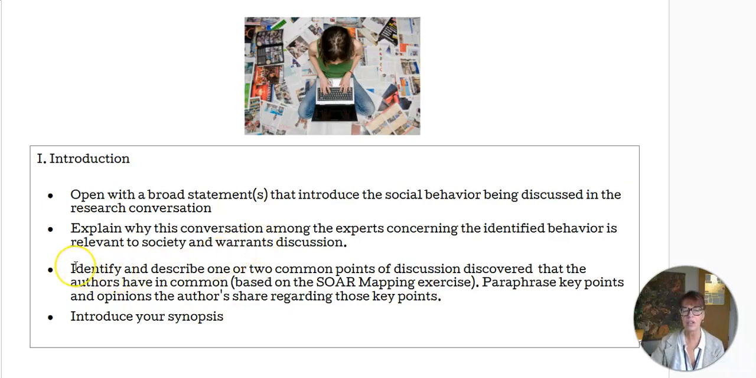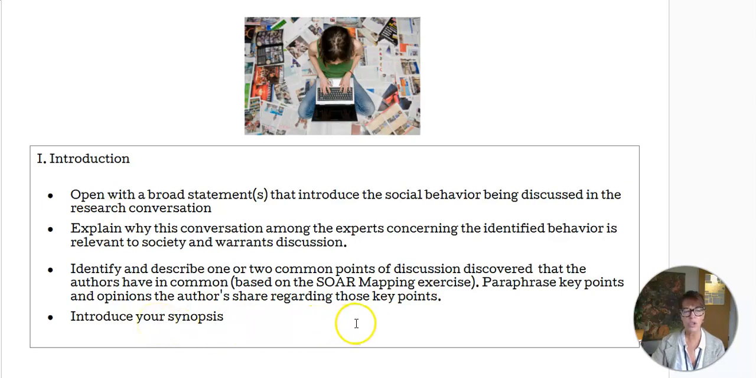Then I am asking you to also identify 1 or 2 common points of discussion that you have identified as you have read over these sources, these articles that you have gathered, because that's important. When you identify a couple of the common points of discussion where authors have talked about the same things, then those similar points are really meaningful. And then you're going to introduce the synopsis.